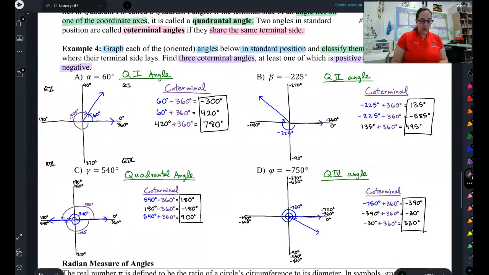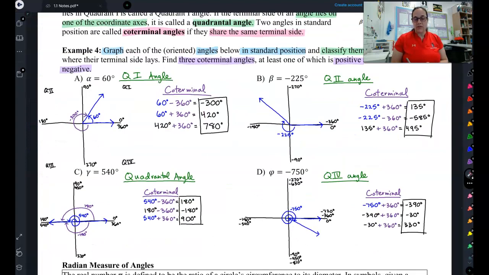So that is all we're going to go over with graphing angles in standard position. In the next video, we're going to introduce radian measure instead of degree measure.